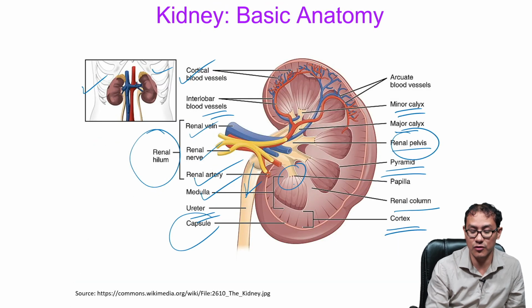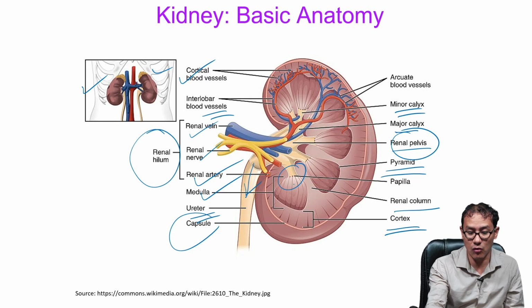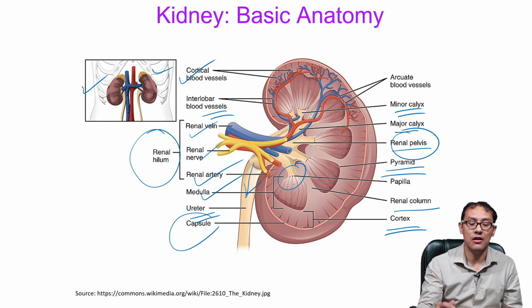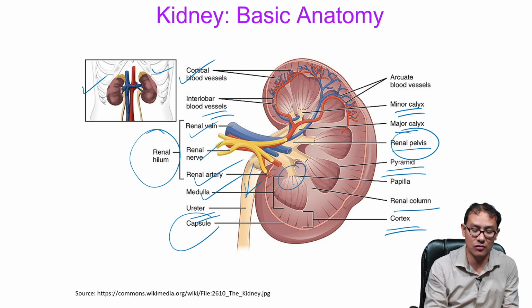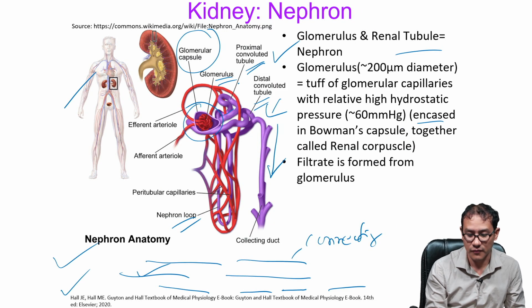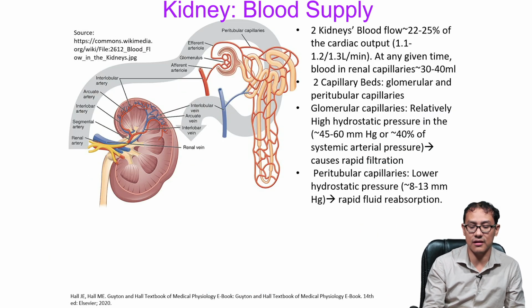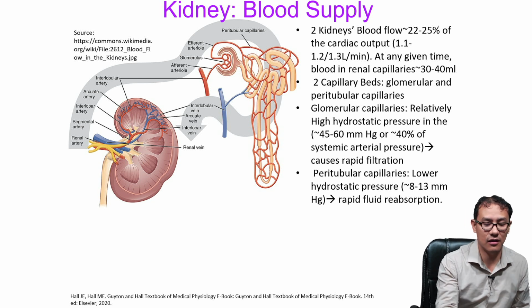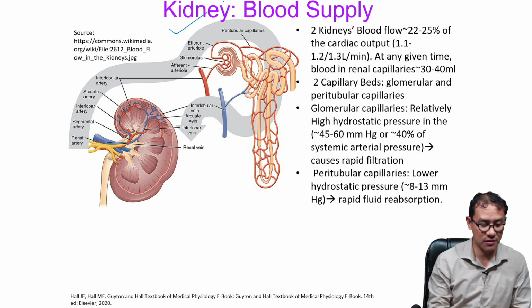Basically this is a diagram which shows how the urine formed in the kidney from the glomeruli is drained into the renal pelvis, into the ureter, and expelled out. So this is the basic anatomy. Again, the blood supply. Let's talk about the blood supply.